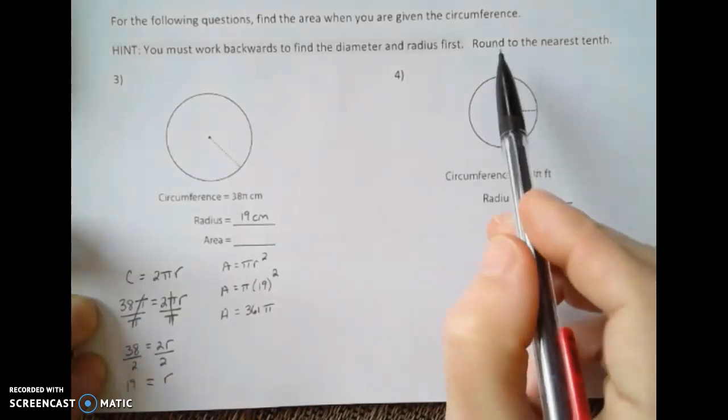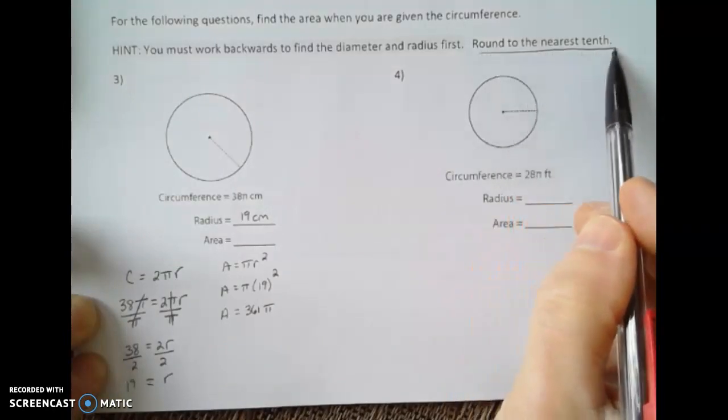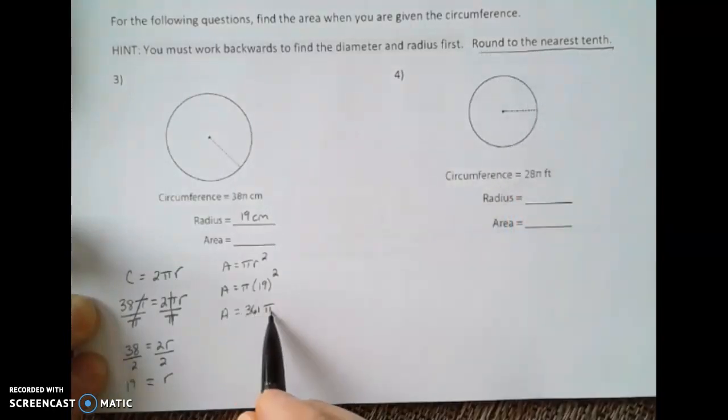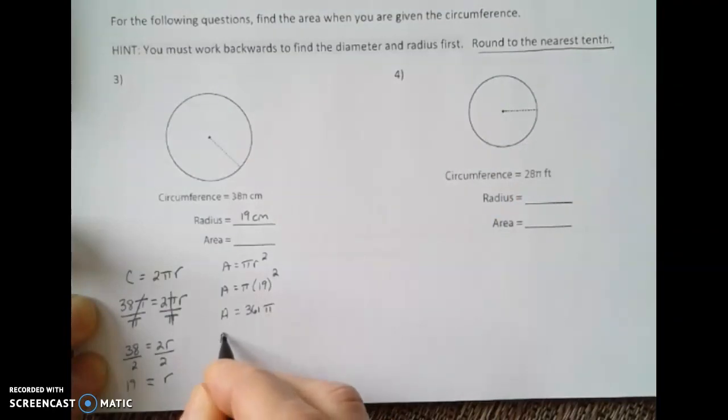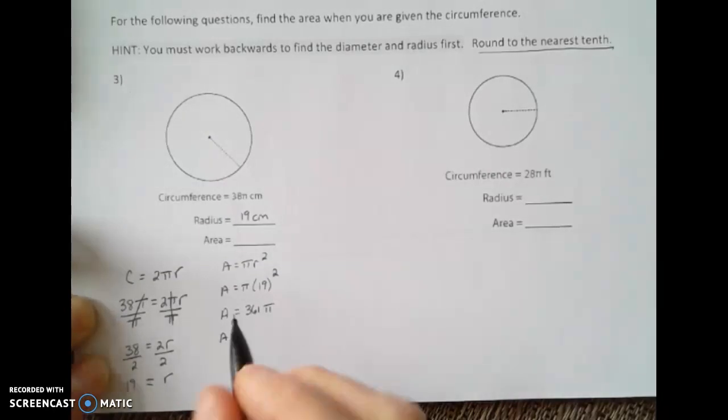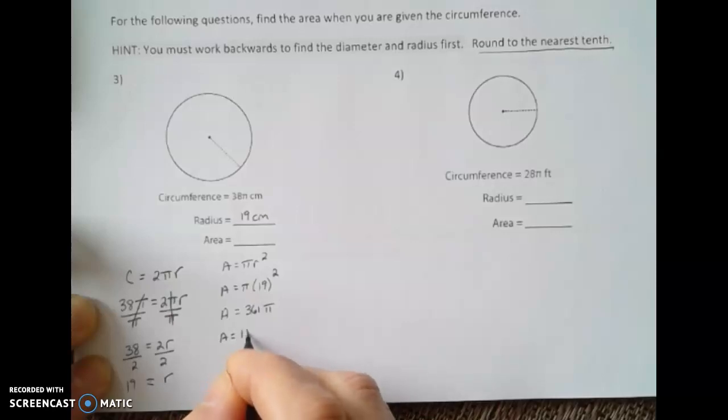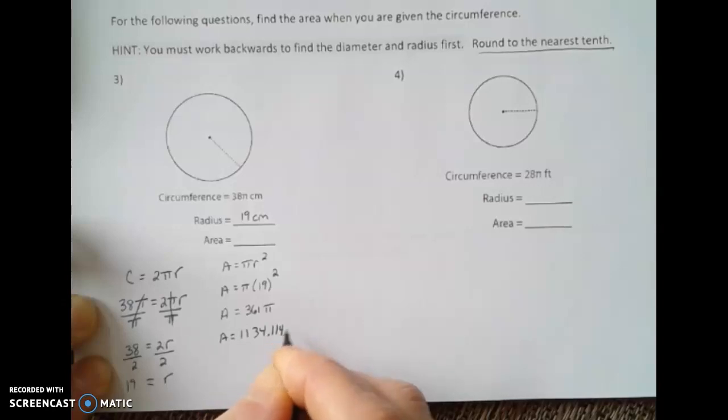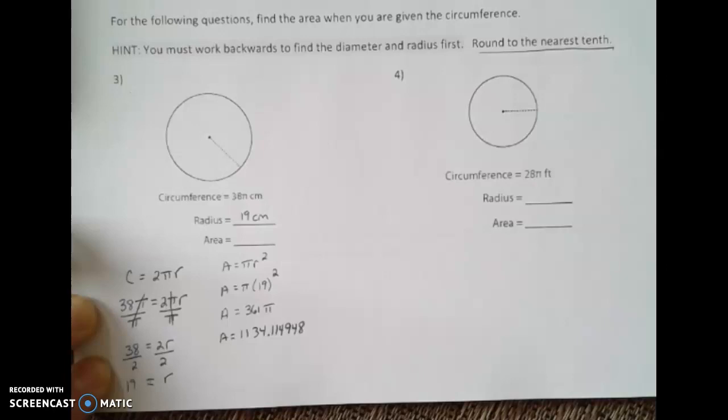Now, the directions here say to round your answer to the nearest tenth. So I'm actually going to do 361 times pi using my calculator. When we punch that in, 361 times pi, remember, we're going to write out all of those decimals on our paper first. We get 1,134.114948.